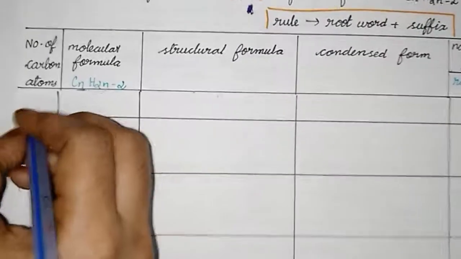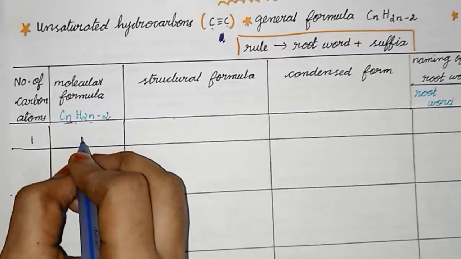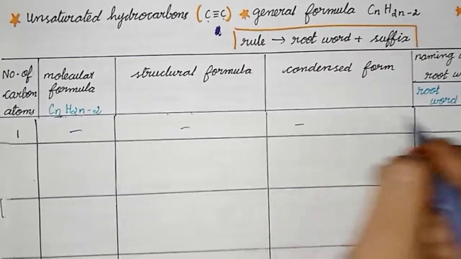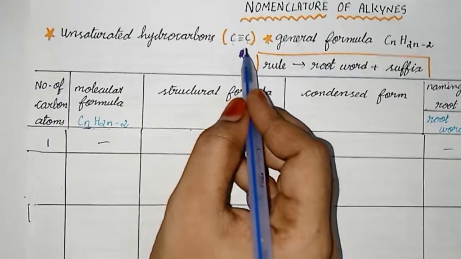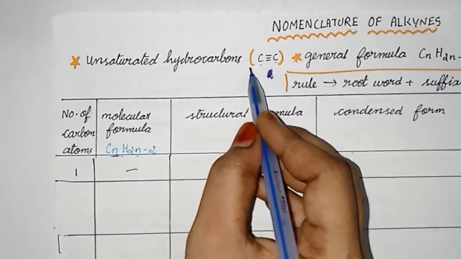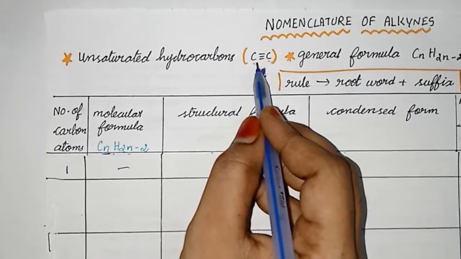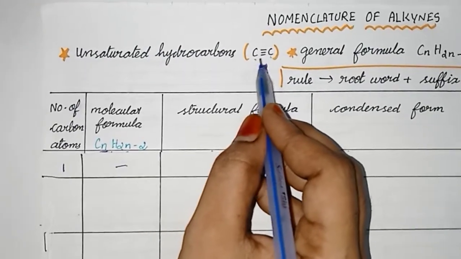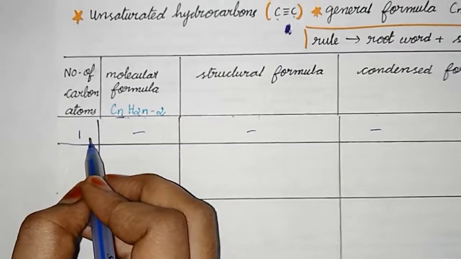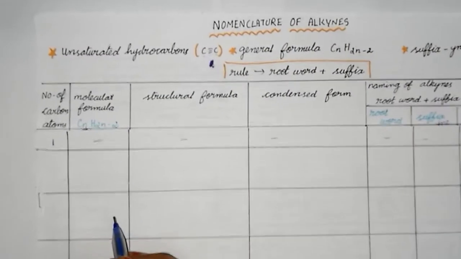So first, the number of carbon is 1. So that alkyne is not formed. Why? What is the minimum requirement for the formation of an alkyne? The minimum requirement is 2 carbon atoms. An unsaturated hydrocarbon contains a carbon-carbon triple bond, and alkynes contain a carbon-carbon triple bond. So 2 carbons is the minimum required. But in this case there is only 1 carbon, so that kind of compound is not formed. So in the alkyne series, C1 is not formed.